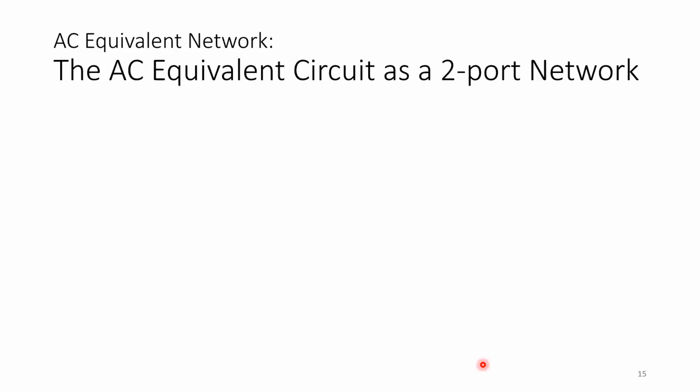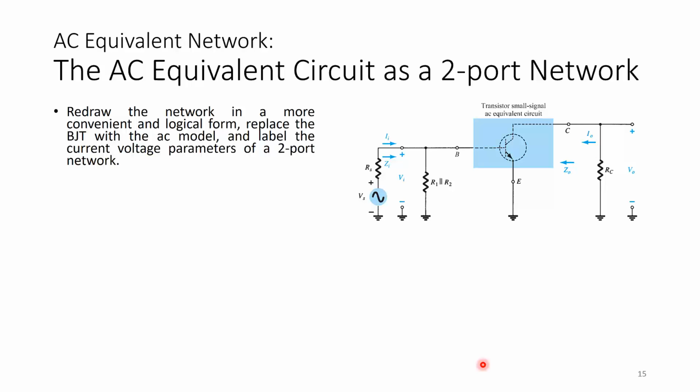Okay, back to the topic. Now the AC equivalent circuit as a two-port network. This is what we are going to do. We are going to redraw the circuit with the BJT replaced with a model, and we will label it with two-port network parameters of I in, I out, Z in, Z out, and V out and V in. So we redraw the network in a more convenient and logical form.